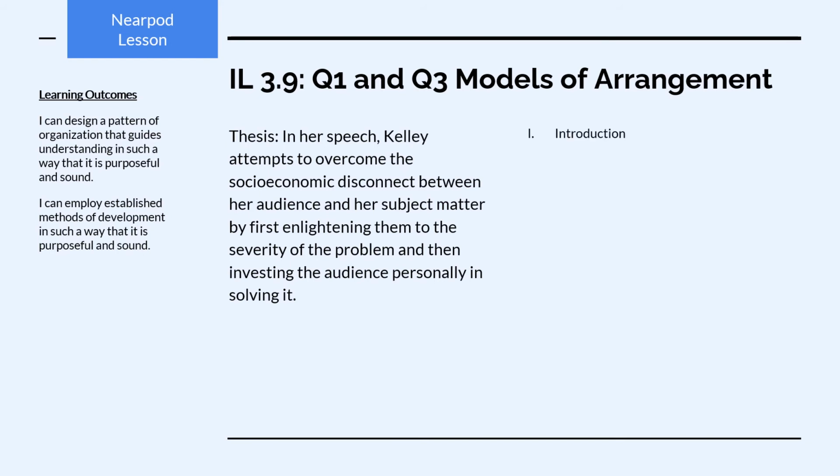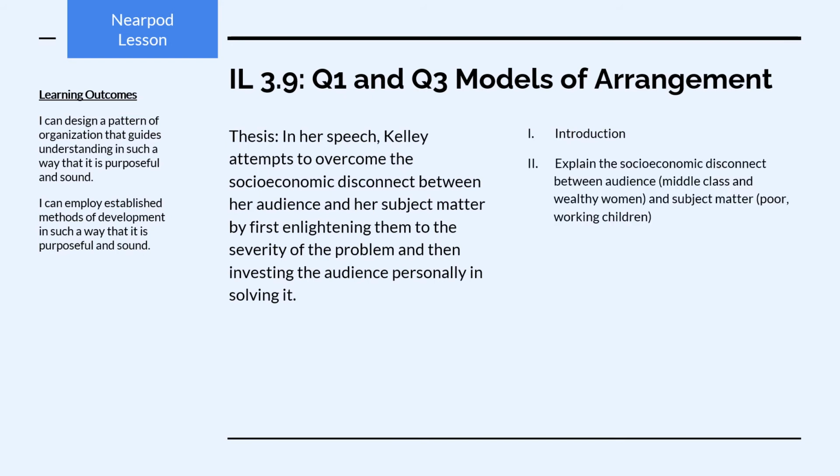So my essay outline, I'd start with my introduction paragraph, just as I talked about earlier. And then in paragraph 2, where I'm priming the audience, I'm going to focus on explaining this rhetorical obstacle. I'm going to explain the socioeconomic disconnect between the audience, who's made up of middle class and wealthy women predominantly, and explain the disconnect between that and Florence Kelly's subject matter, which is poor working children.